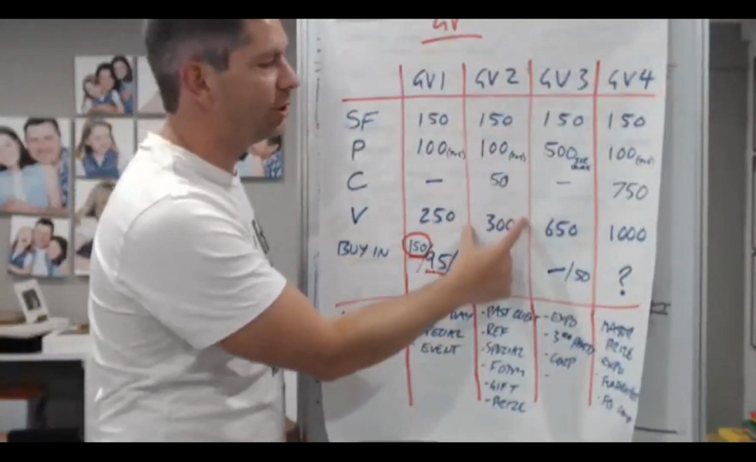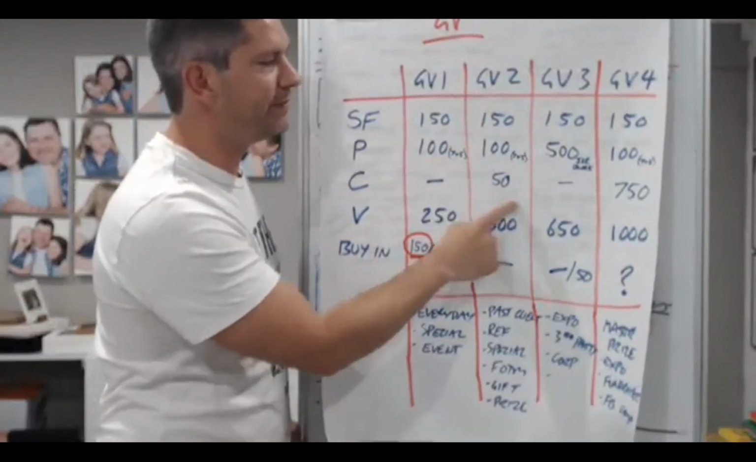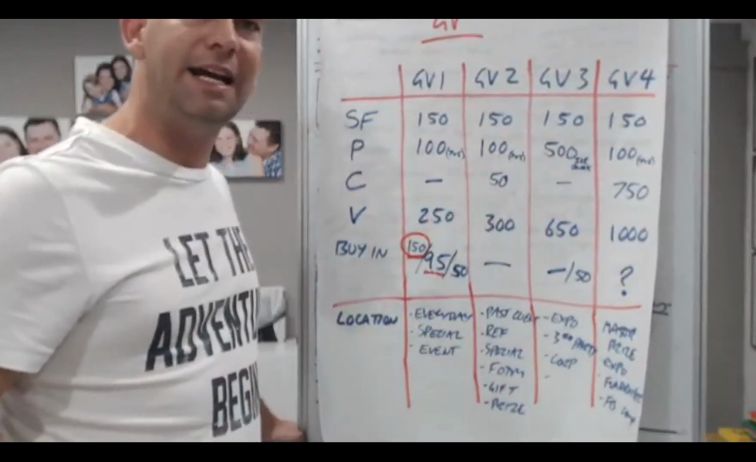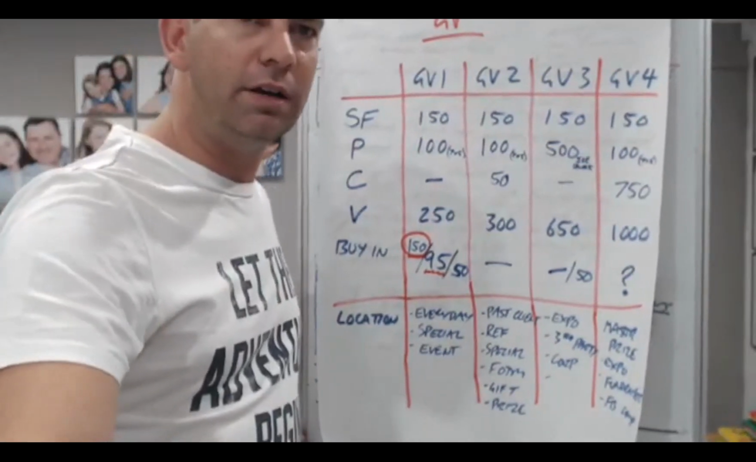Gift voucher number 2 is exactly the same, but $50 credit. Because Karen, like you just said, people don't like to leave money on the table.